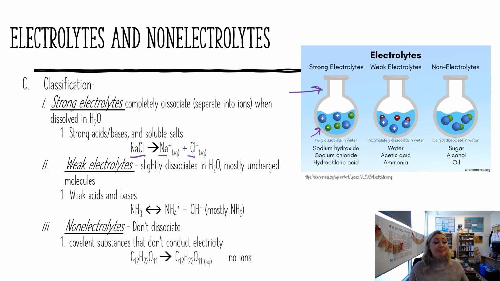A weak electrolyte, just like a weak acid or base, is going to slightly dissociate in water. Mostly, though, you're going to wind up with these uncharged particles. So looking at the weak base ammonia, it will accept a proton from water, so it forms the ammonium ion and the hydroxide ion. However, really, most of it stays unchanged. Think of this as an equilibrium where it's favoring the reactant side. So mostly you have the uncharged ammonia compound.